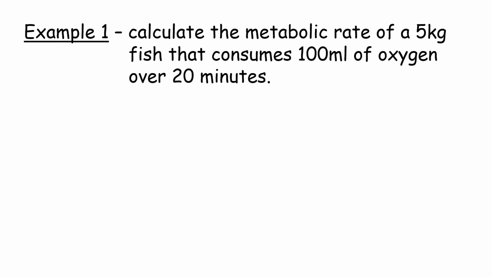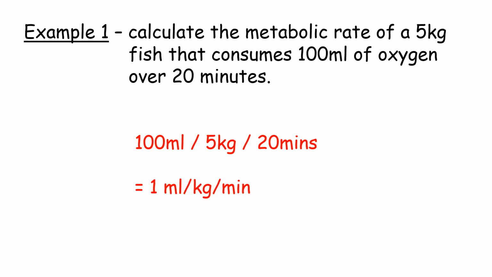Okay, so I'll give you a little example. Calculate the metabolic rate of a 5 kilogram fish that consumes 100 ml of oxygen over 20 minutes. The way you would do that would be 100 ml divided by 5 divided by the 20 minutes, and you should get 1 ml per kilogram per minute. Now these units are important because when you're asked this question in biology, we always give you the units. So even if you forget the order, don't worry, always look at your unit and it will give you a wee hint. Okay, so that's just a little tip there to remember.